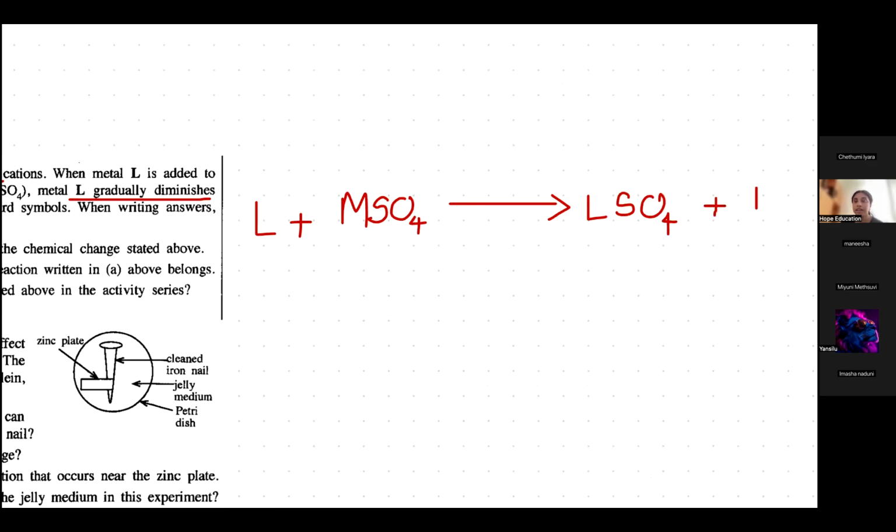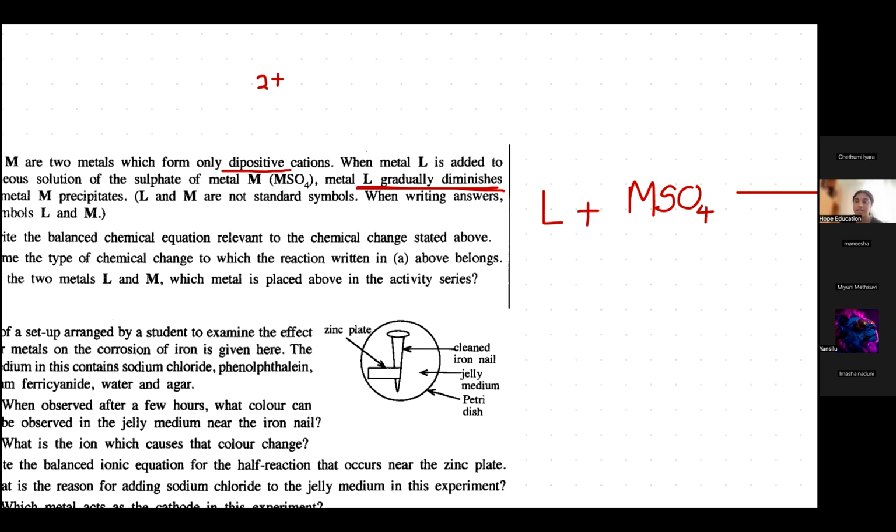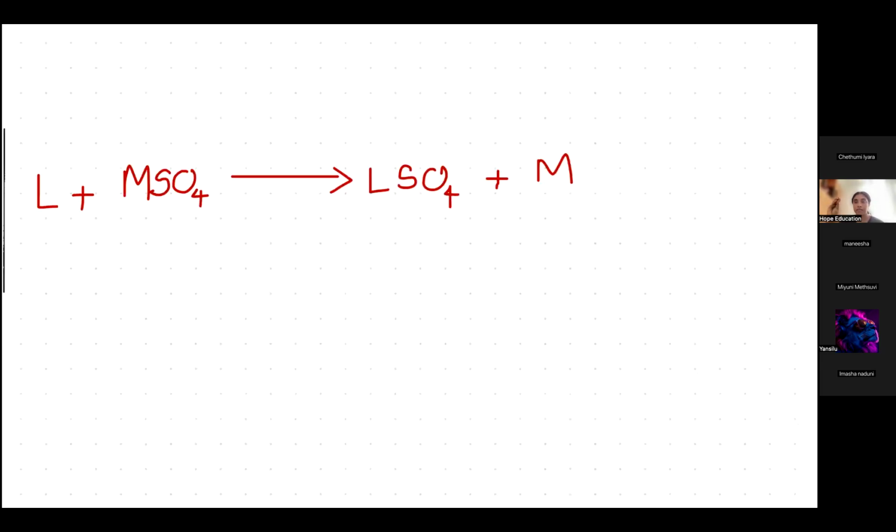L reacts with the sulfate, so here L gradually diminishes, that means it disappears, because it reacts with sulfate. Metal M precipitates. Metal M precipitates because it is left on its own. Being alone means it precipitates by itself. Okay.